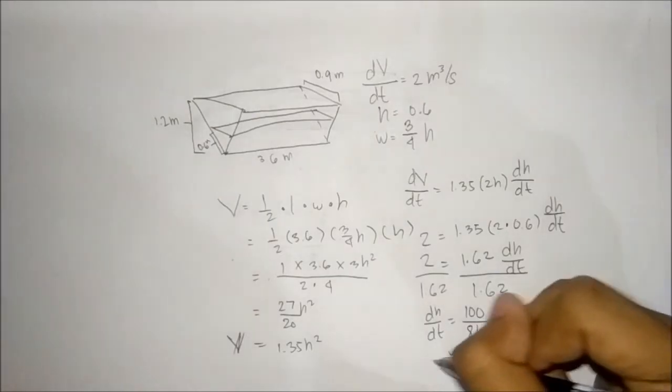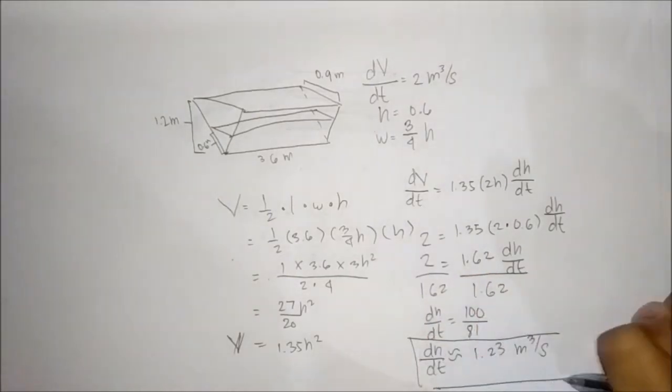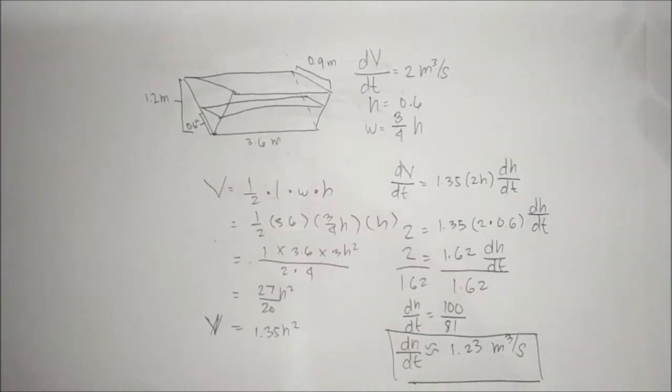So that's the change in h over t. That's the change of the water rising. That's how fast the water is rising in the triangular trough that we have.